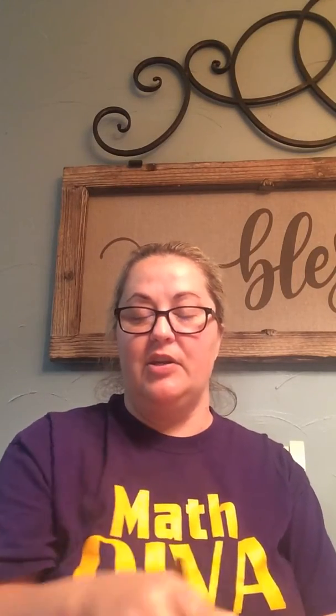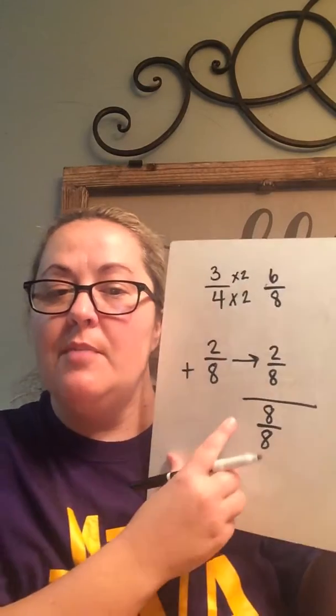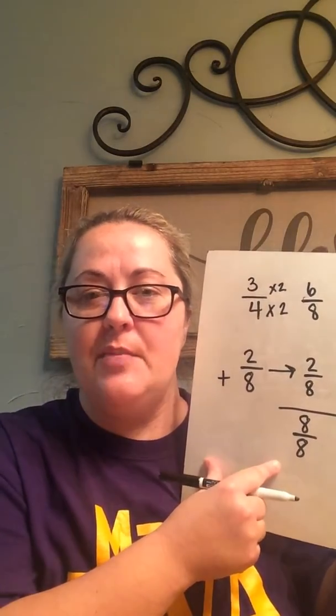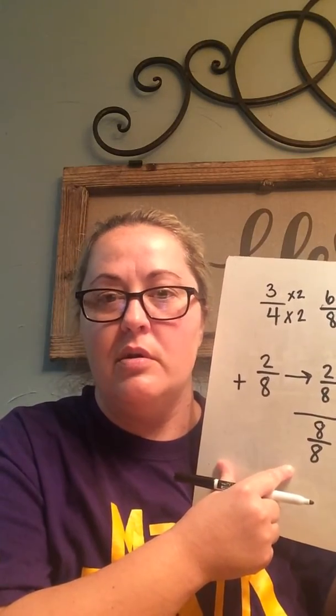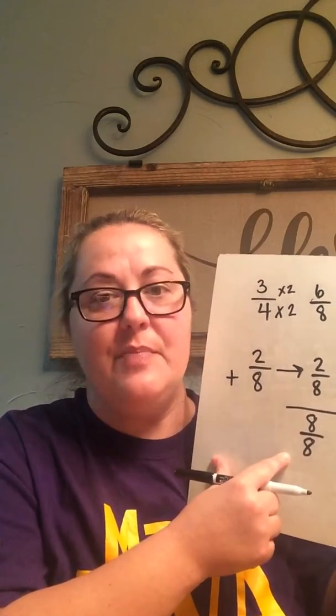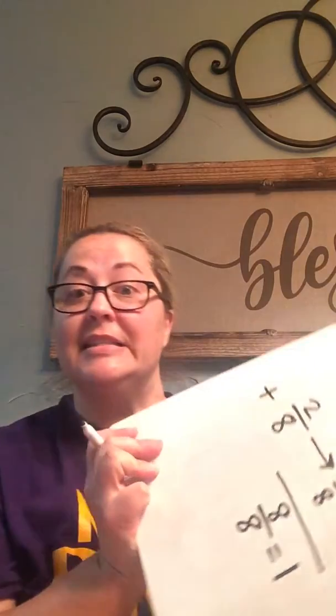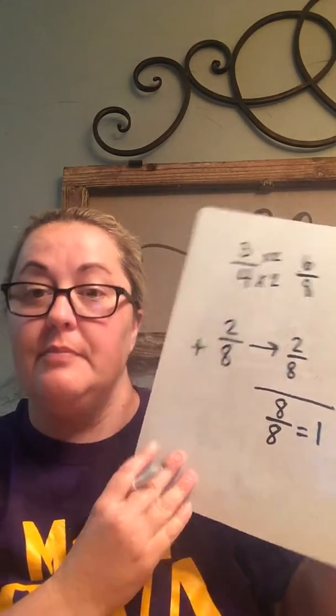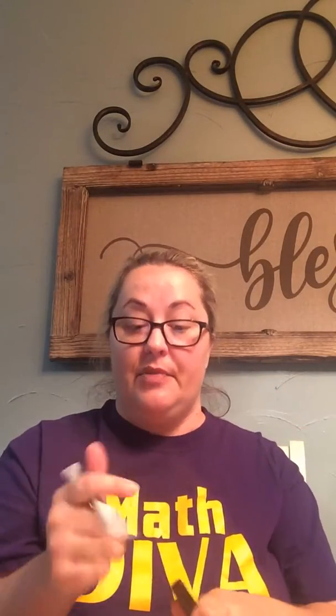What does that give us? 6 plus 2 is 8, and the denominator stays the same. Are we going to leave this like this? Anytime our numerator and our denominator are the same, what does that equal? What is 8 divided by 8? Okay, that's going to give you your answer. 8 divided by 8 is 1. So simplest form would be that the answer is 1. Okay, anytime your numerator and denominator are the same number, that's going to give you 1 whole.